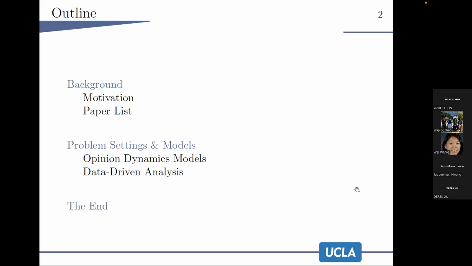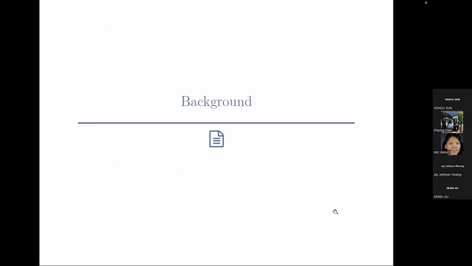So, a quick outline of today's presentation, which will include two parts. First, I will quickly go through the background, and second, I will go into the details of those models and mention what kind of inspirations we can get from those papers.